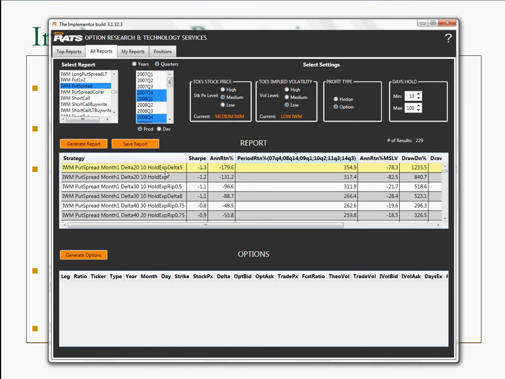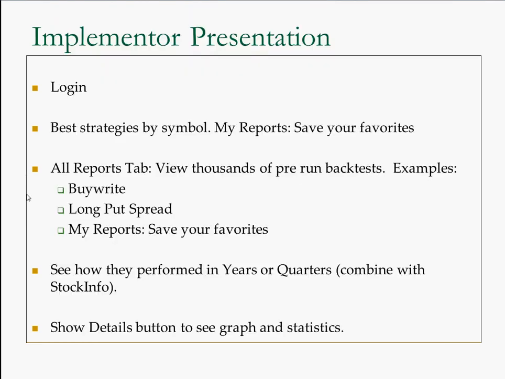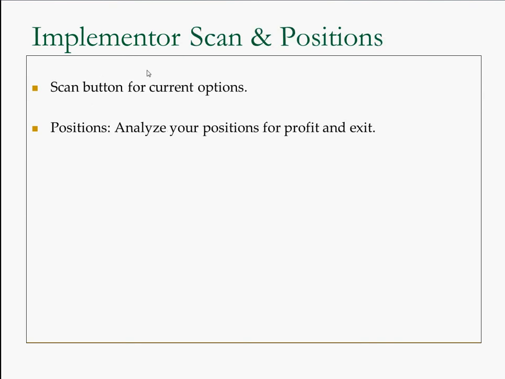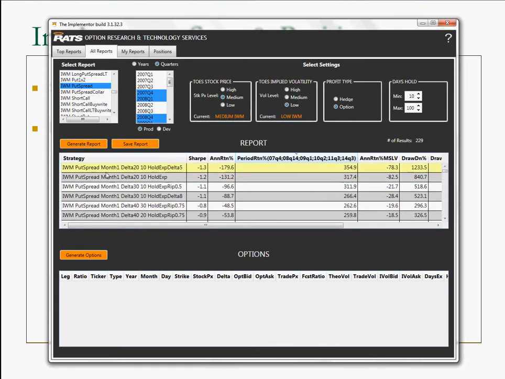So we're going to go back to our slides and make sure that we've gone over everything in the presentation, which we have. The other things that we want to do are scan and save position. That's a handy feature, again, of the desktop implementer. So let's say we do put on this spread. We've already shown the details. We could add it to my reports. And let's say we like the strategy, so we're going to use this for protection.